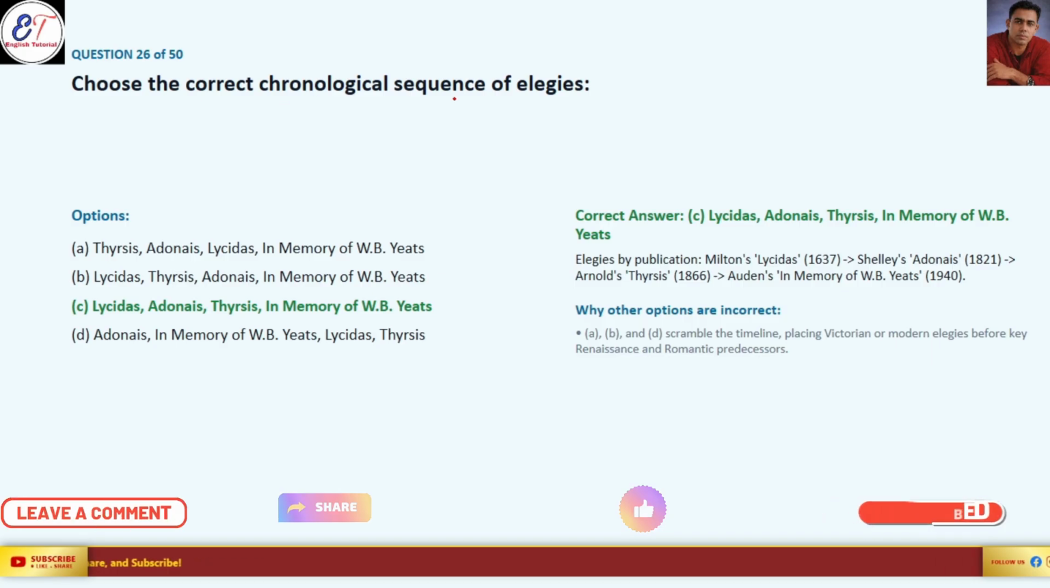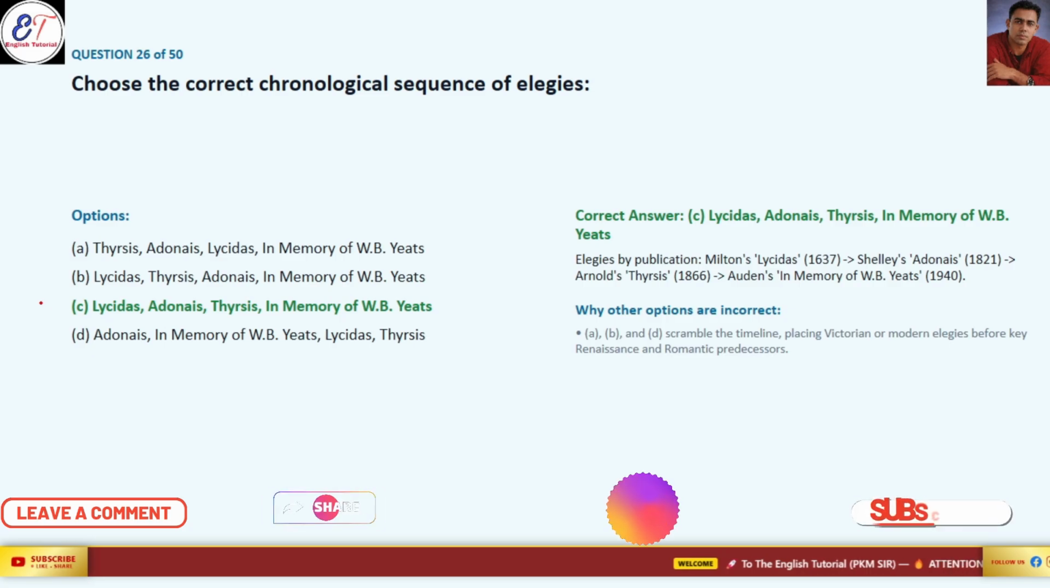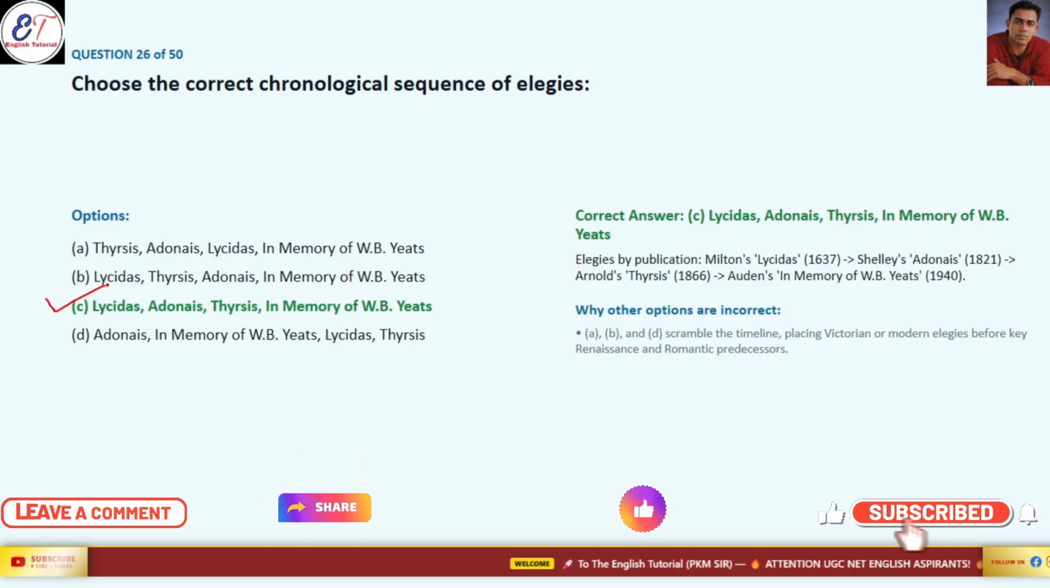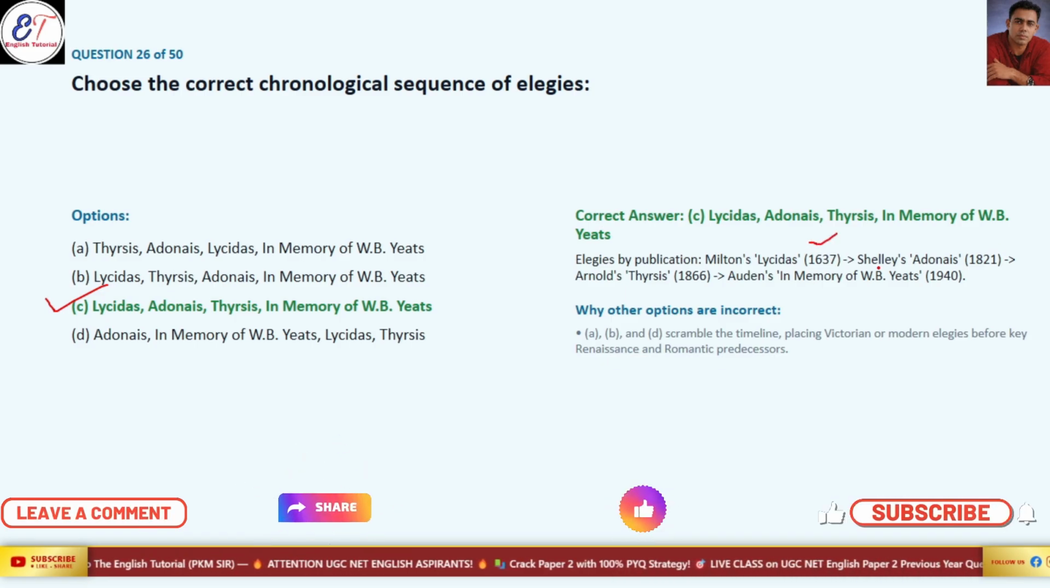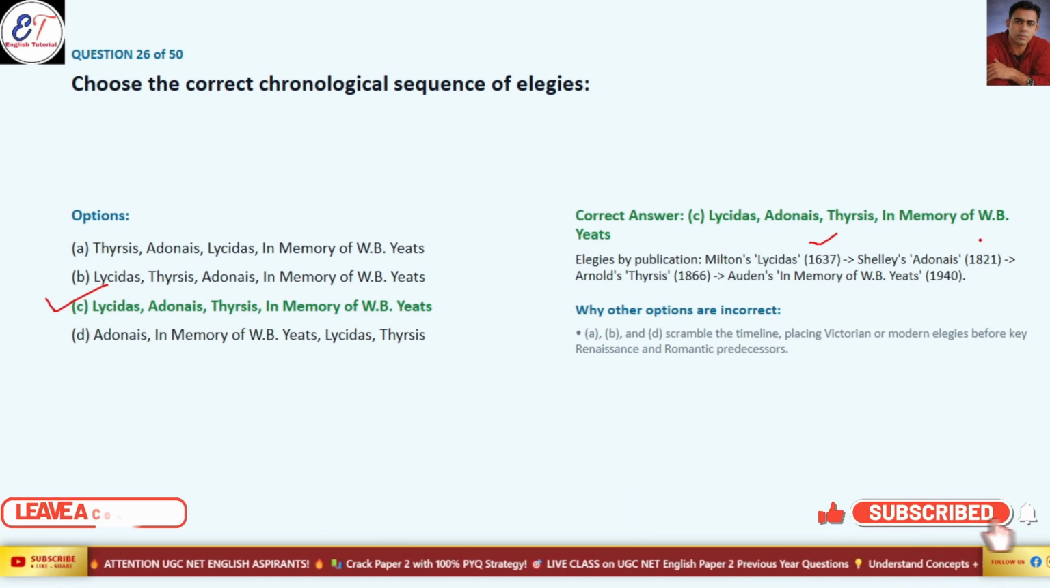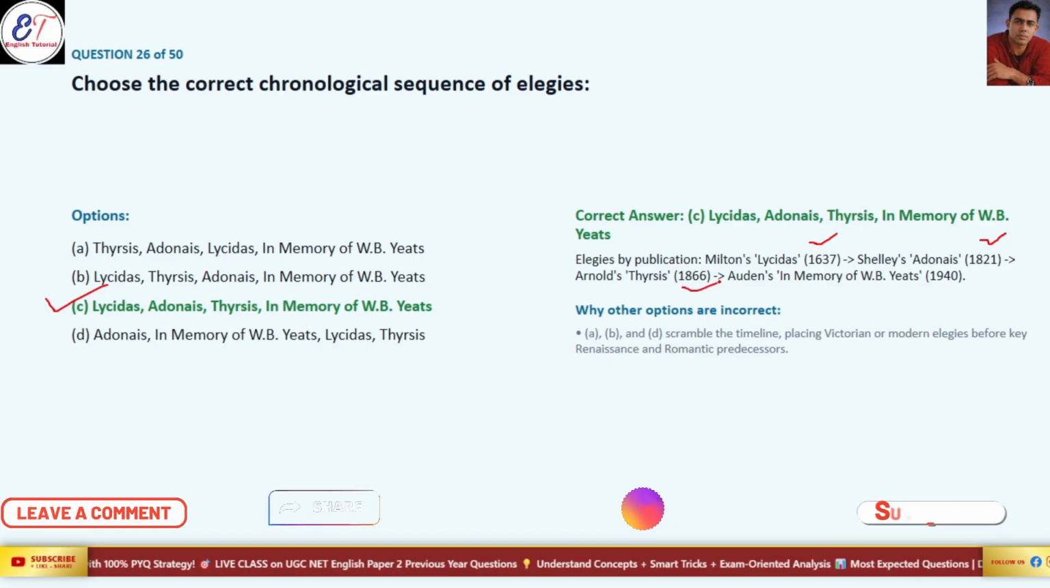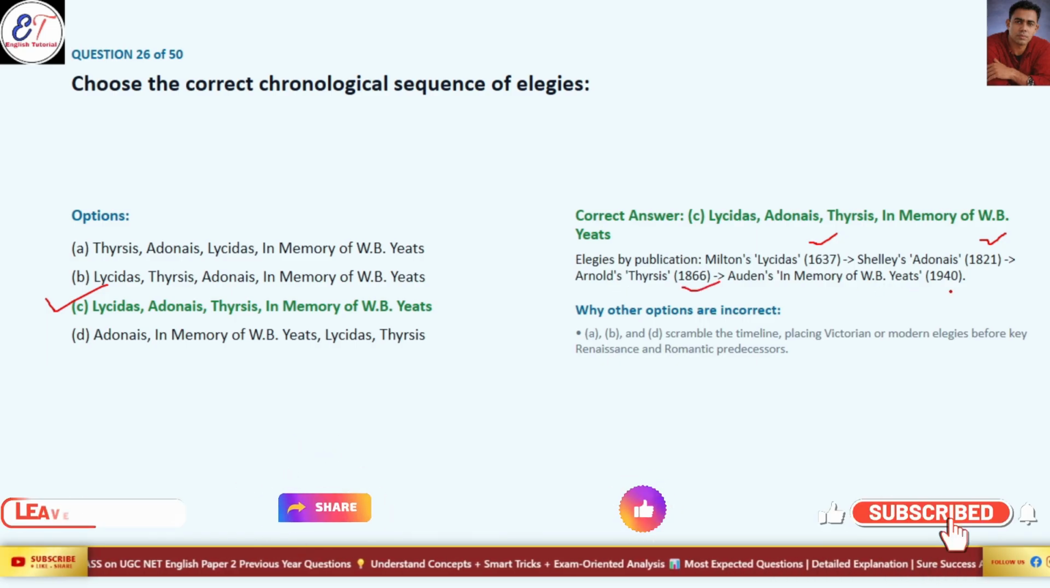So choose the correct chronological sequence of elegies. Here are the names of four elegies. We have to arrange the chronological order. So option C here is the correct answer. Lycidas is 1637. Then Adonais 1821. Then Arnold's Thyrsis 1866 and W.B. Yeats 1940.